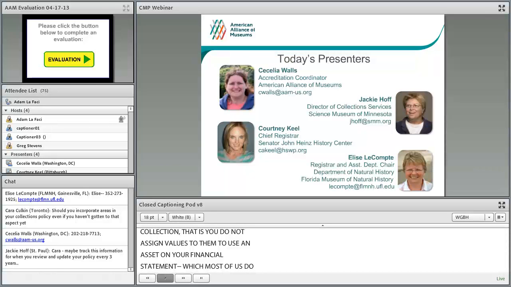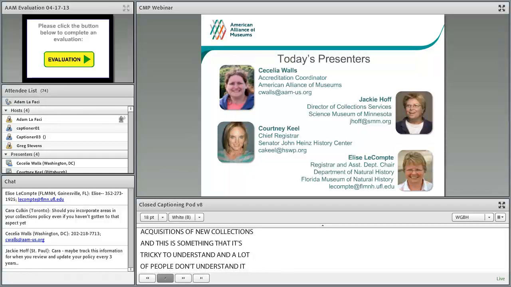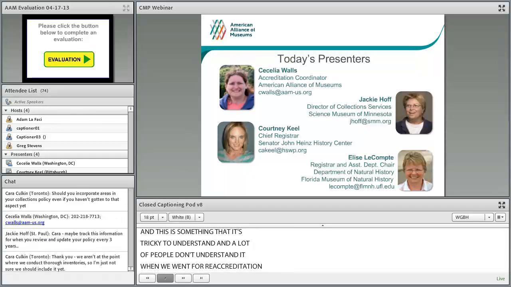And this is something that it's tricky to understand, and a lot of people don't understand it. When we went for reaccreditation, we had to revise our collections policy to take the statement out that we would use any funds from deaccessioning for collections care in general, and only use it for the acquisition of new collections.